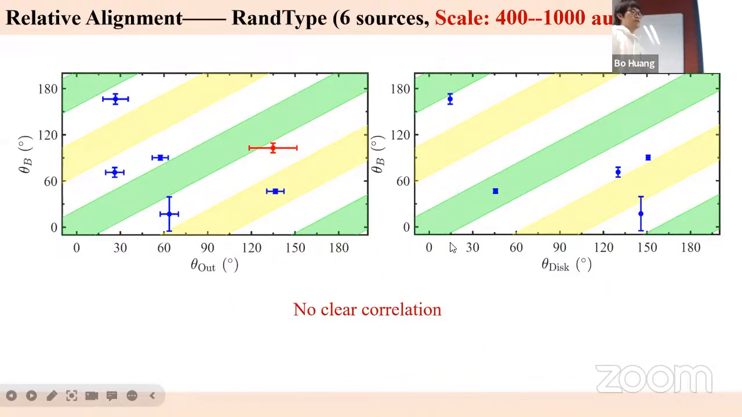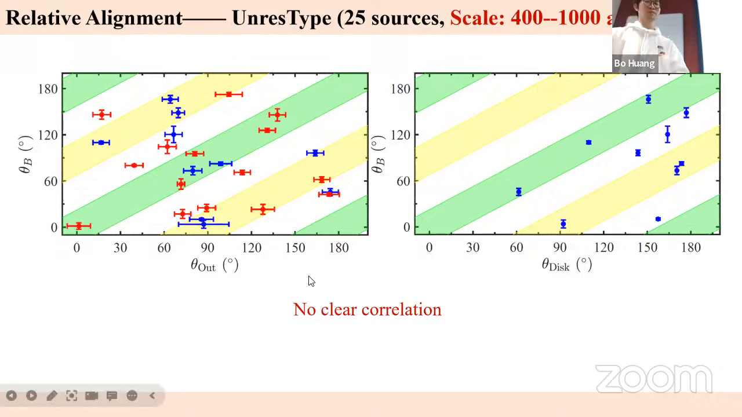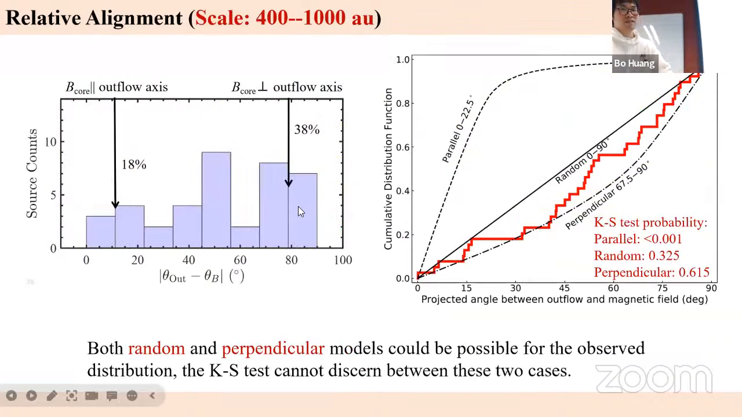And for the RandType, we cannot see any trend, maybe due to the small sample of sources. And for the unresolved type, we also cannot see any correlation. So we plot the histogram again here, but now weighted by its uncertainty. We have 38% of the sources showing that the magnetic field is perpendicular to the outflow.